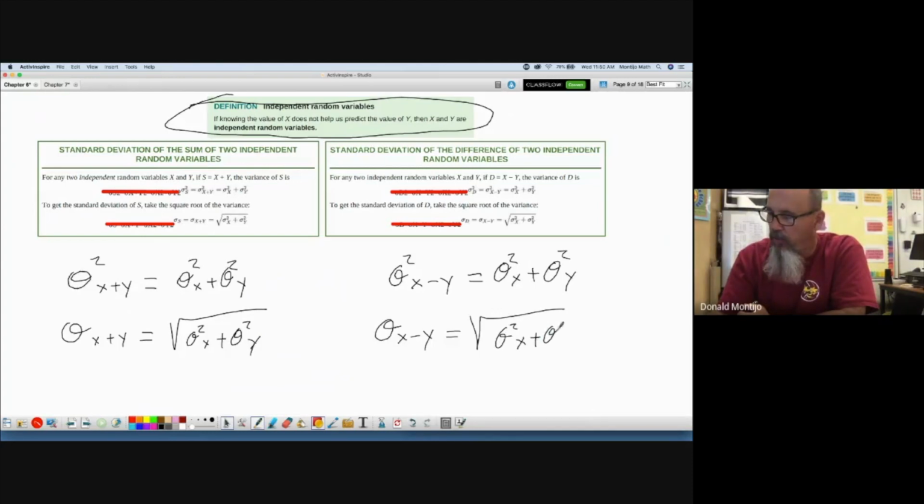So those are the rules for means and the rules for variances. Might be a little confusing at first, but as we work with this and start to really dig in and see what's happening, I think you're going to see that it's not as scary as these formulas really look.